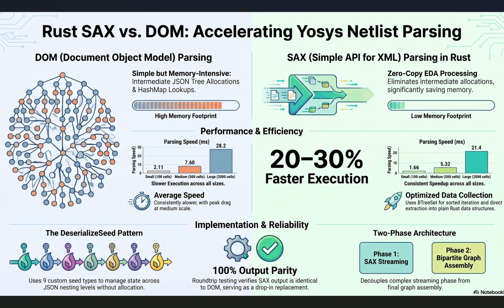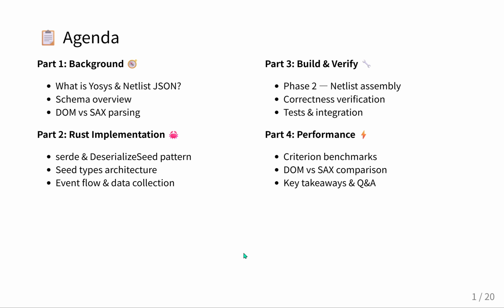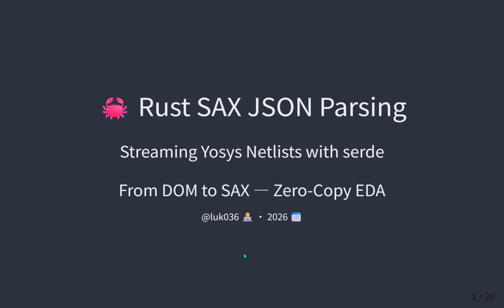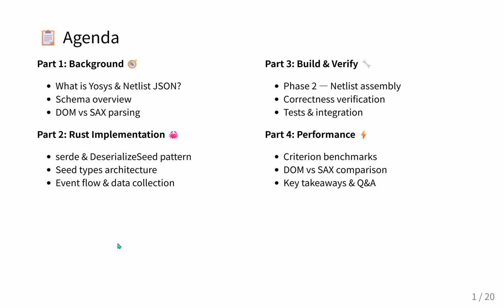So welcome to today's deep dive. We are exploring a really brilliant presentation from 2026. It's by a developer who goes by the handle @Lock036, and it's titled Rust Make the SAX JSON Parsing for Yosys Netlists. Which I know sounds incredibly niche on the surface. Super niche. But the underlying philosophy really applies to anyone dealing with information overload. We are looking at a radical shift in system design that achieves something called zero-copy EDA.